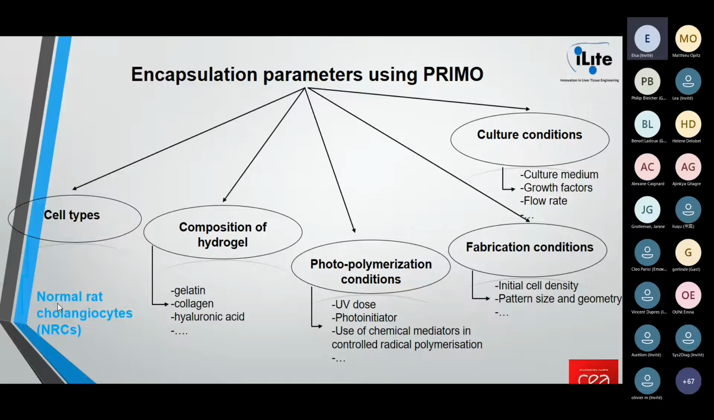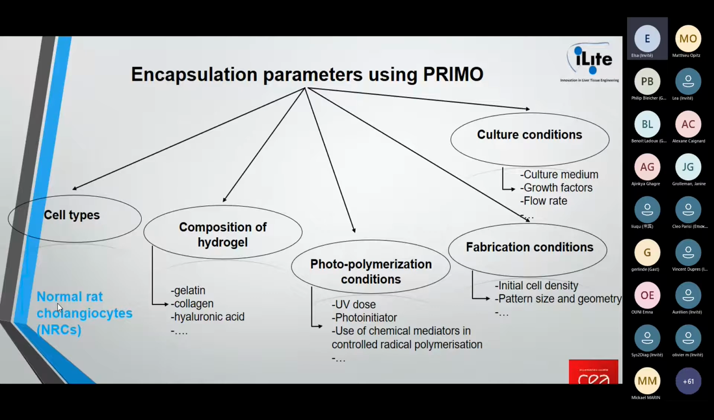But after, for this system, you need to each time optimize, find the good condition concerning the composition of hydrogel, because different hydrogel are available. You have also to make a lot of experiment to find the good photopolymerization condition, especially regarding the UV dose, because cells will maybe have a poor viability if you are using too high UV dose. You have also to check for the fabrication condition. Initial cell density is very important, and the size of the pattern and the geometry that you will implement will be also very important.